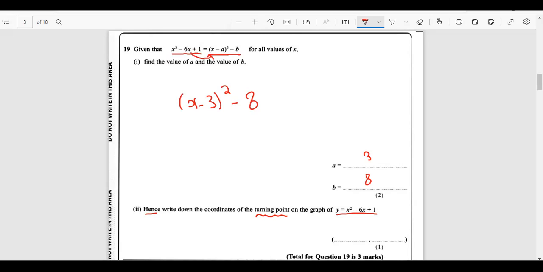Okay, so we know that, let's say if you have x plus a plus b, the coordinates of the turning point are minus a and b. Okay, so this time around what is happening, we have x minus 3. Okay, so it would become 3. This part is going to stay as it is, but for the next part we are going to use minus 8.